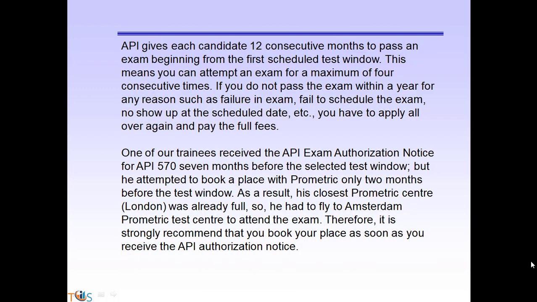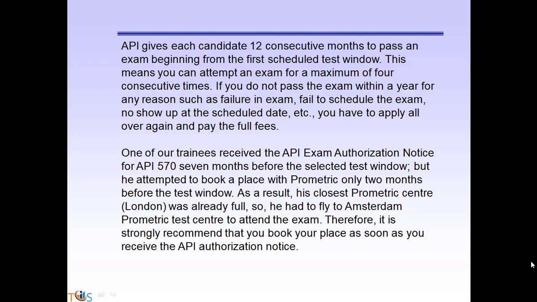API gives each candidate 12 consecutive months to pass an exam beginning from the first scheduled test window. This means you can attempt an exam for a maximum of 4 consecutive times. If you do not pass the exam within a year for any reason such as failure in the exam, failure to schedule the exam, no show at the scheduled date, etc., you have to apply all over again and pay the full fees.